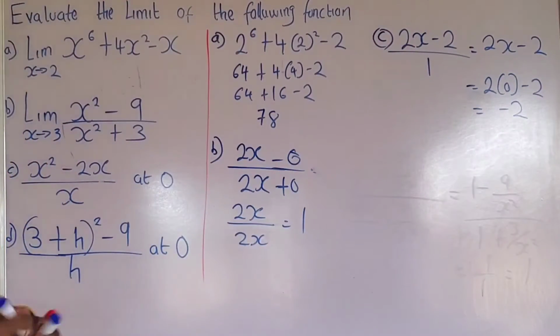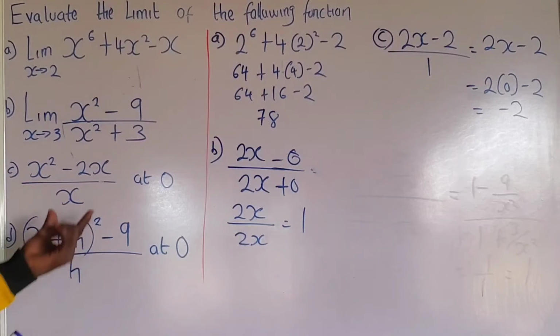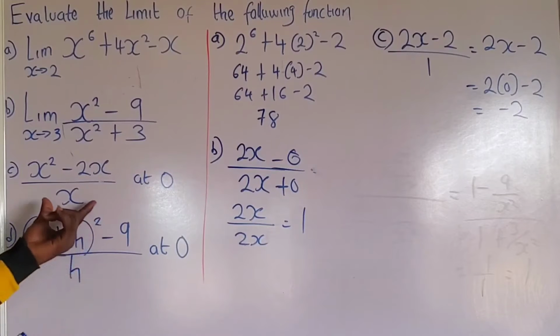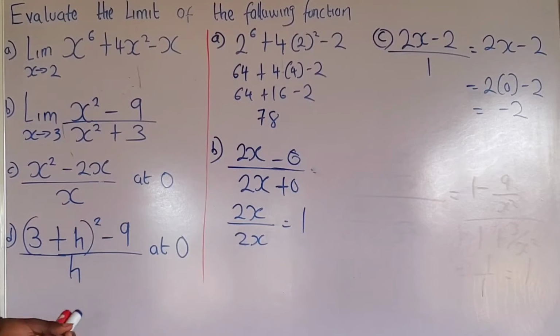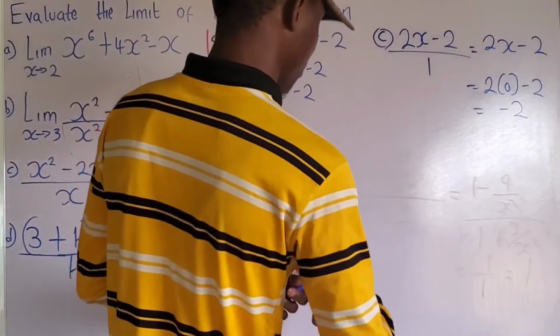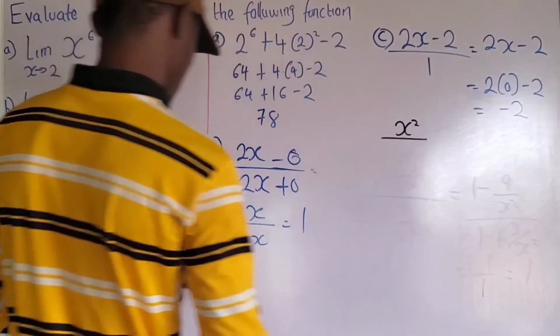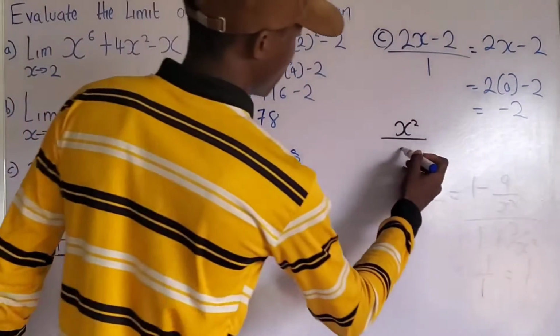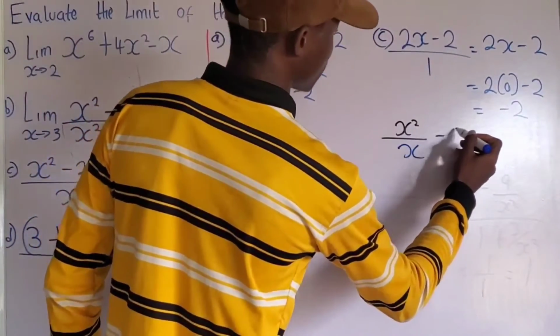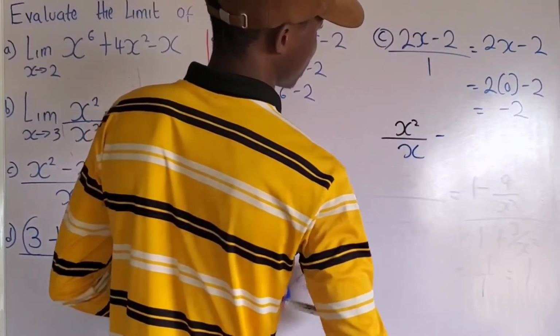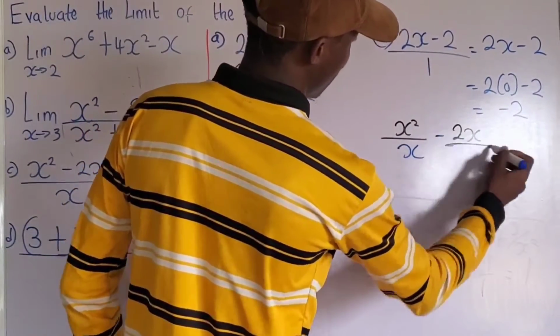Okay, now let us use the manipulating method. If you want to use the manipulating method, you have to divide both the numerator and the denominator by the highest power of x at the denominator. Now, because we only have x at the denominator, I'm going to divide by x. Please pay attention. I'm going to have x squared all over x minus 2x all over x.